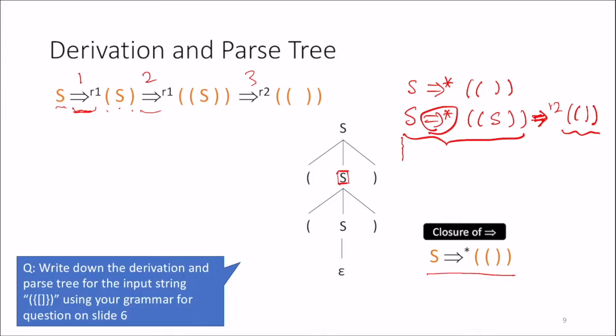As a test for whether you're understanding, write down the derivation and parse tree for this nested parenthesis grammar that you wrote on slide 6 for these different types of parentheses.